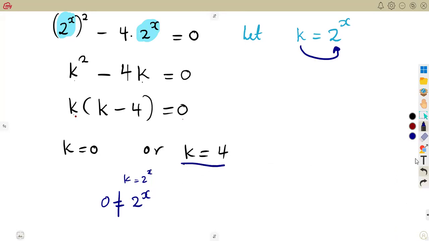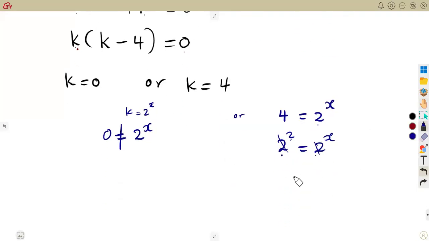What about if k is 4? When k is 4, we are going to have 4 is equal to 2 to the exponent of x, where 4 in the base of 2 is 2 to the exponent of 2, equal to 2 to the exponent of x. Remember, if the bases are the same, you're going to take the exponent. So therefore, x is equal to what? x is equal to 2. If the bases are the same, therefore the exponents will be equal. So this is our solution. x is going to be equal to 2.